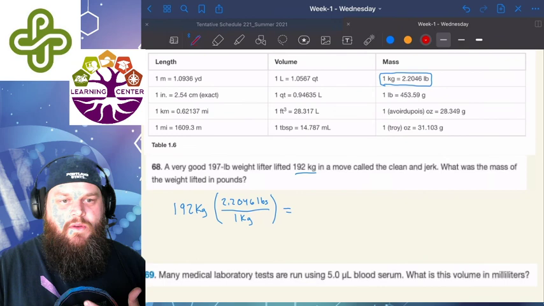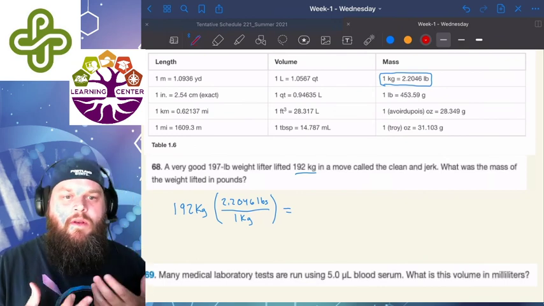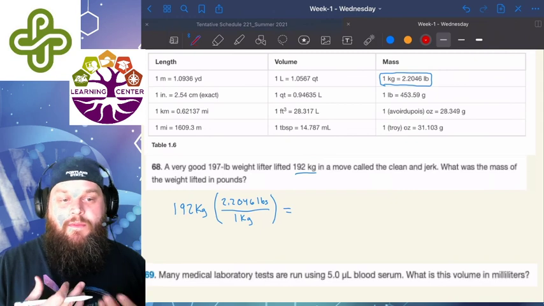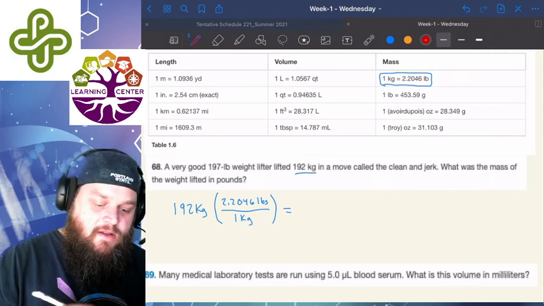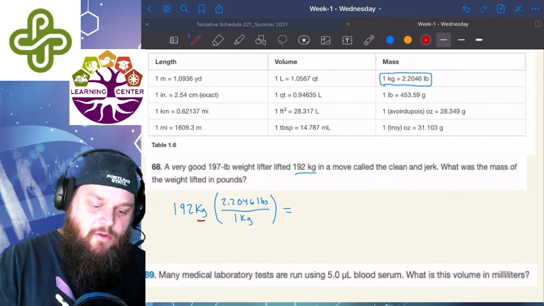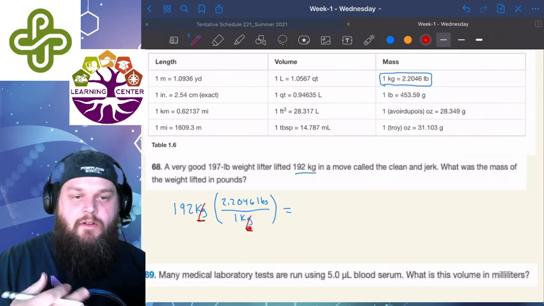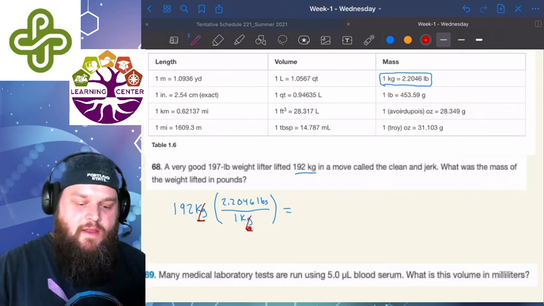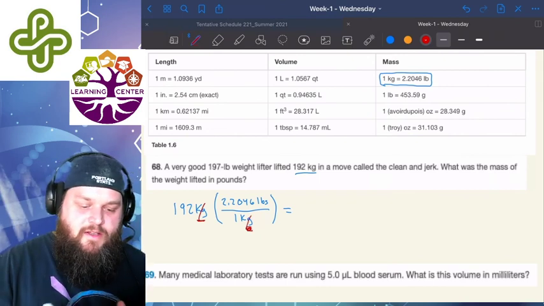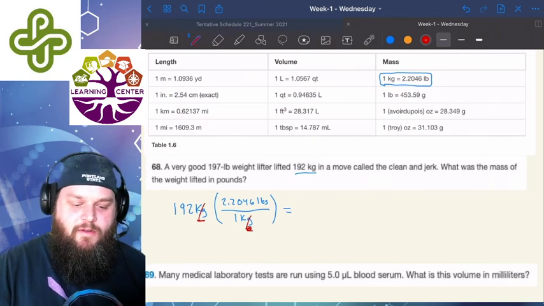And notice we can separate out the units from this, and we can do unit math in the same way, the dimensional analysis. We work in the same way as variables would. So in this case, kilograms is part of the numerator here and the denominator down here. So they can cancel, because kilograms over kilograms is going to equal 1. They cancel out. And then we can just do this math, multiplying 192 times 2.2046.